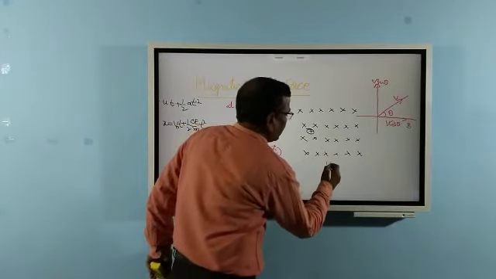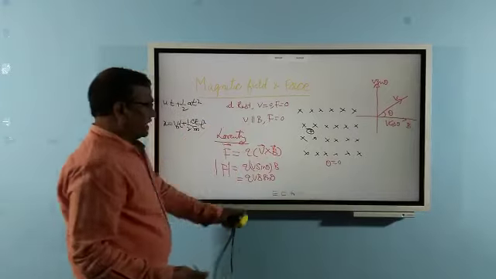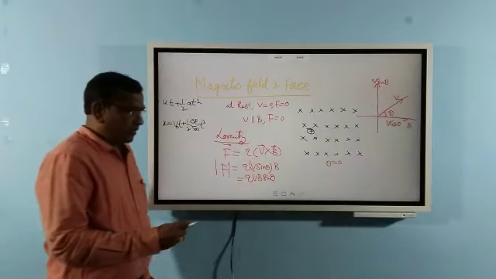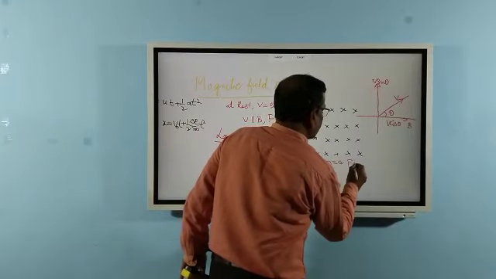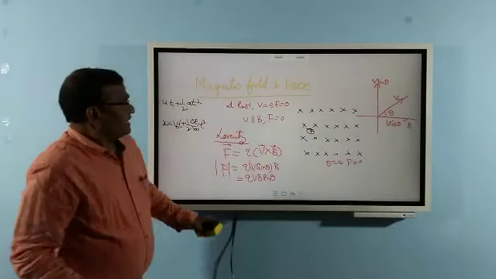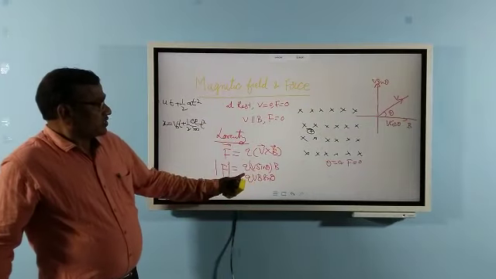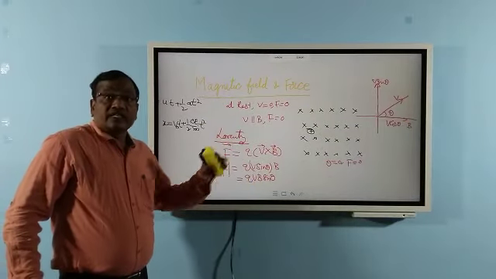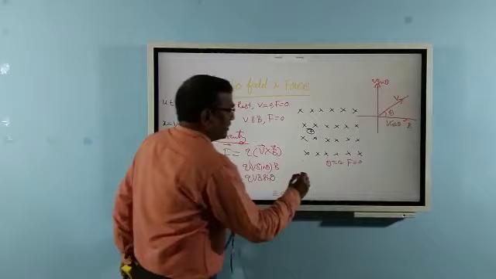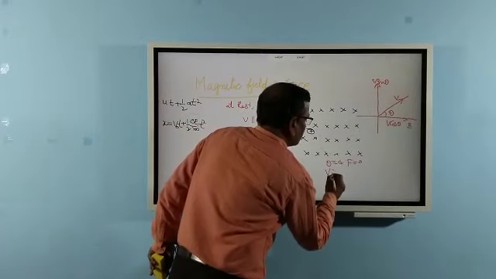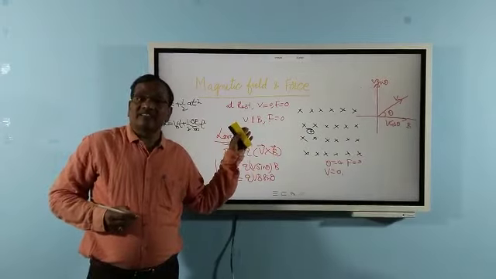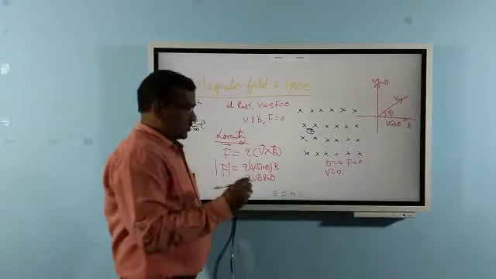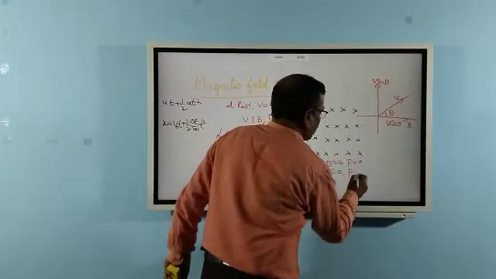Suppose theta is equal to 0, sin 0 is 0, then the force is 0. Theta equal to 0 means what? The charged particle is moving along the direction of the magnetic field. And also if v is equal to 0, v equal to 0 means the particle is at rest. For a particle at rest also, the force is 0.